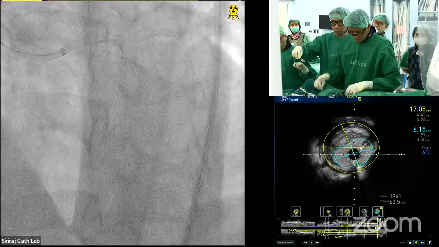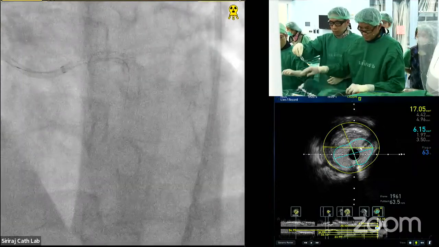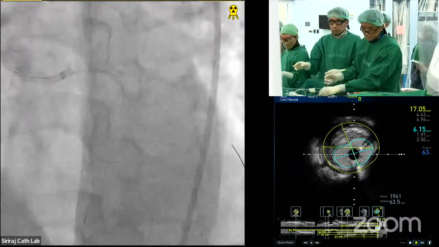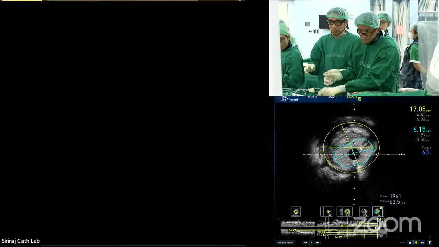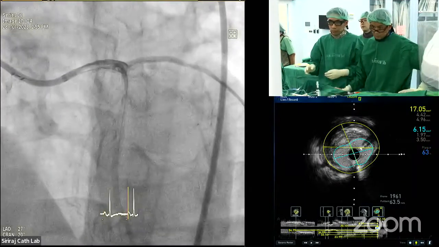Usually we try to match the left main ostium at your cranial view. I think it's the best view. We're going to match the upper part, the upper lip of the left main ostium, usually. So we can make sure there is full coverage of the left main ostium.